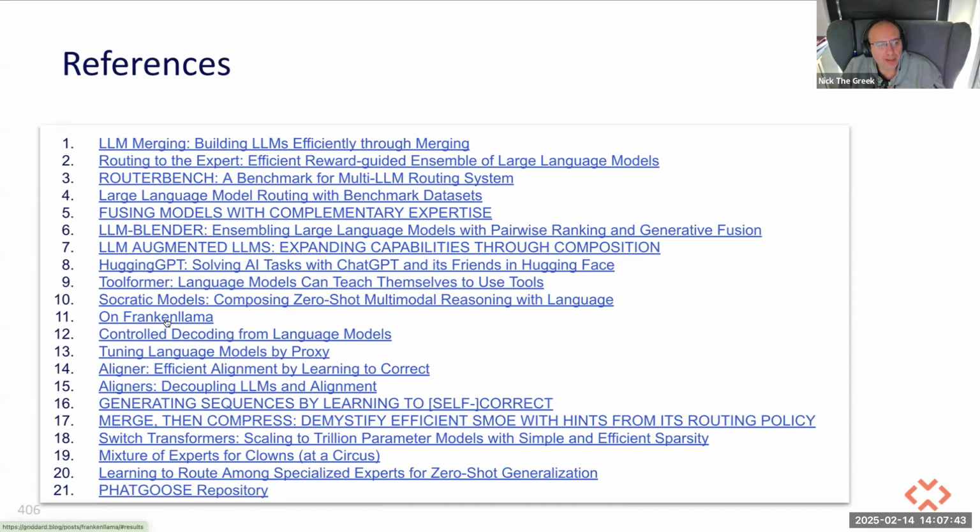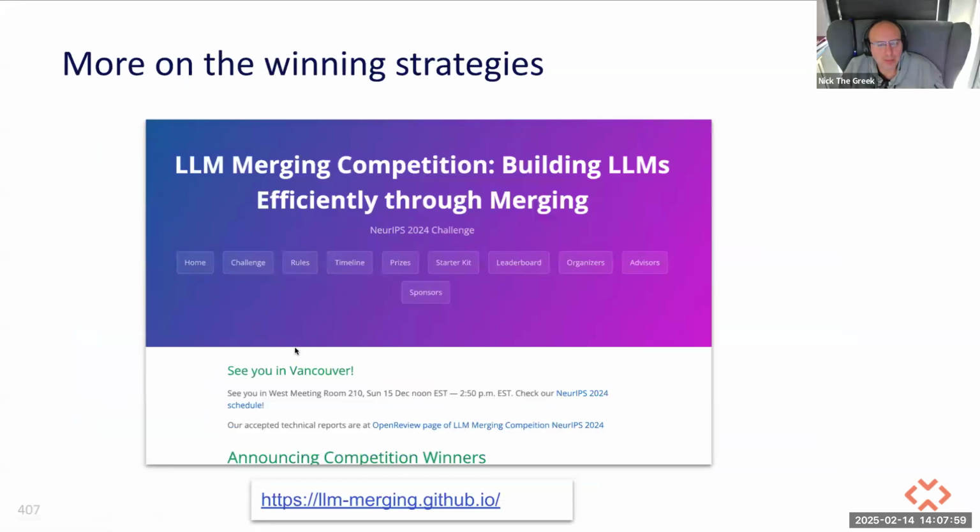The Franken Llama was also an interesting blog post, and then we're going to see another one. The Socratic models were also good. So let's go deeper into the competition.